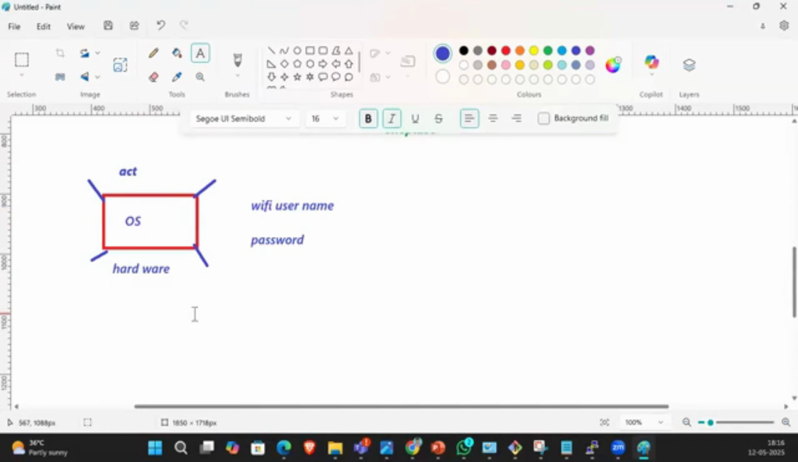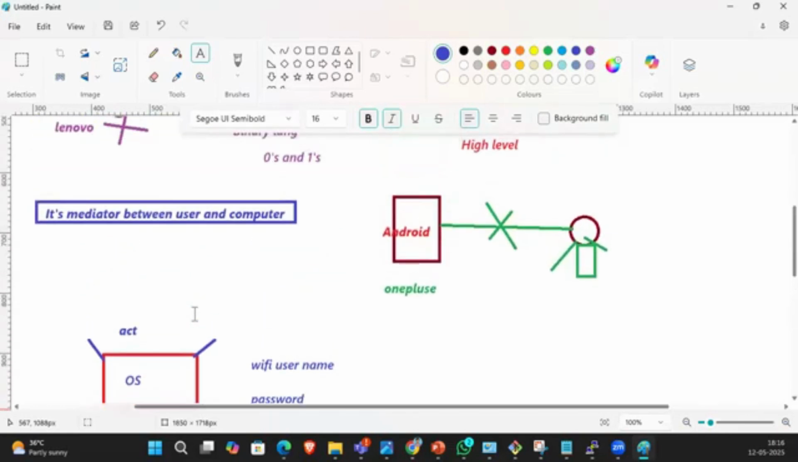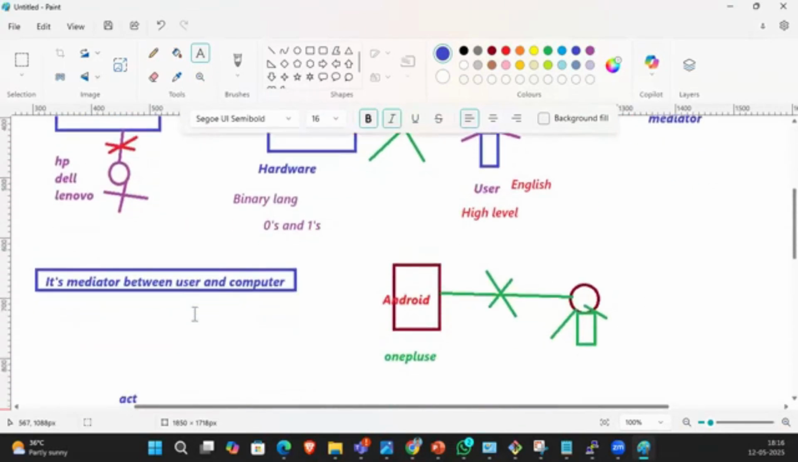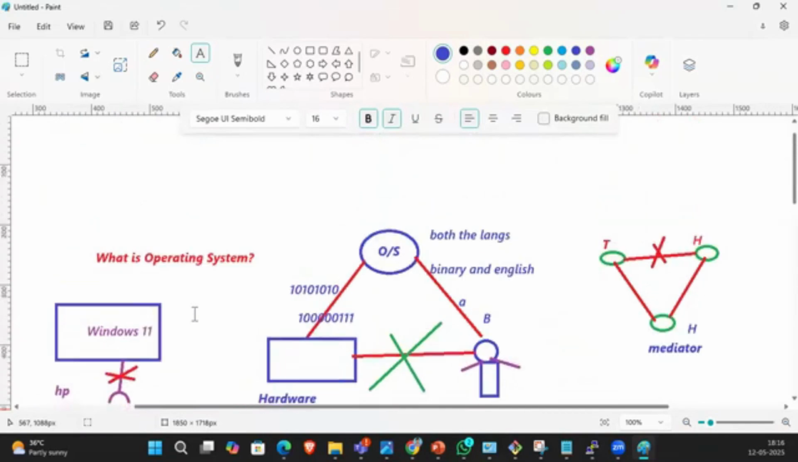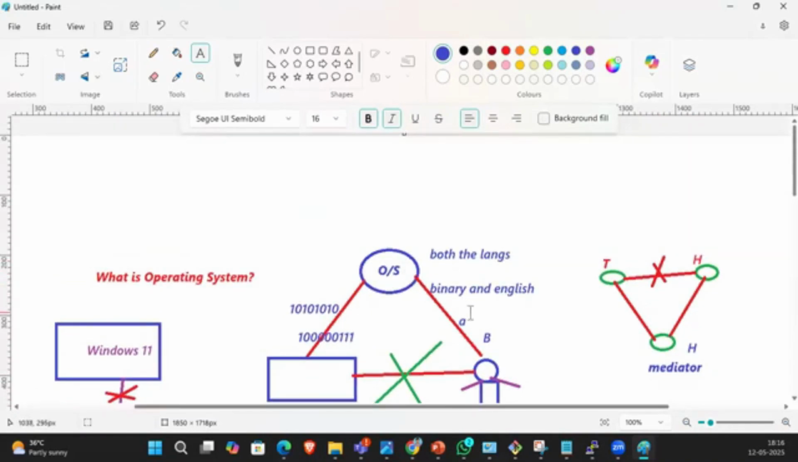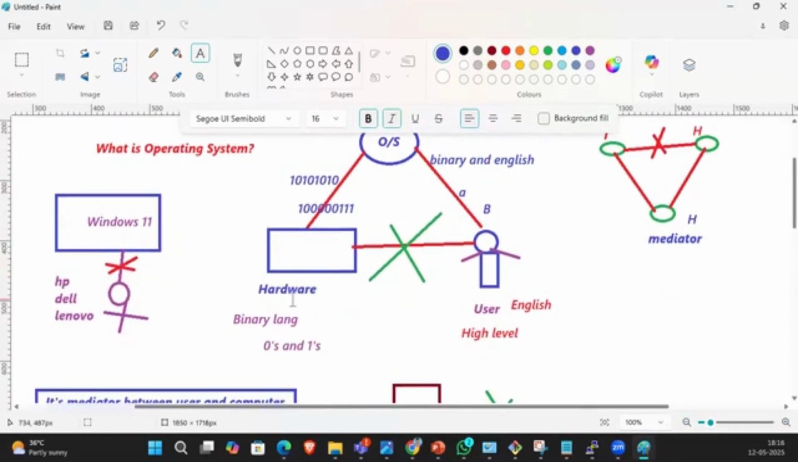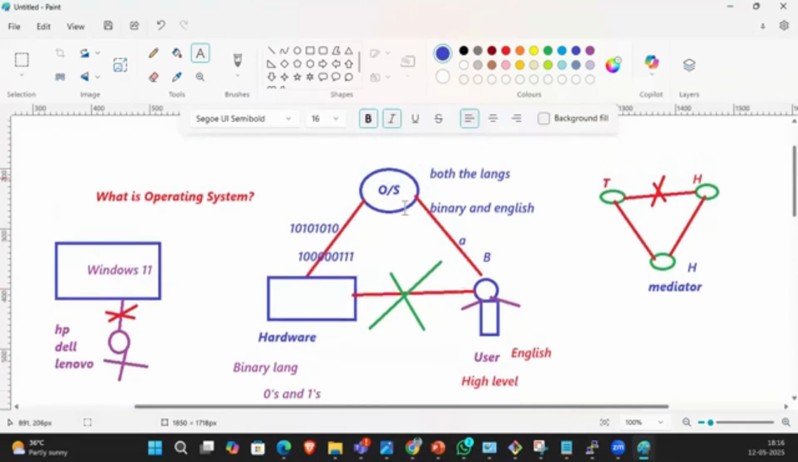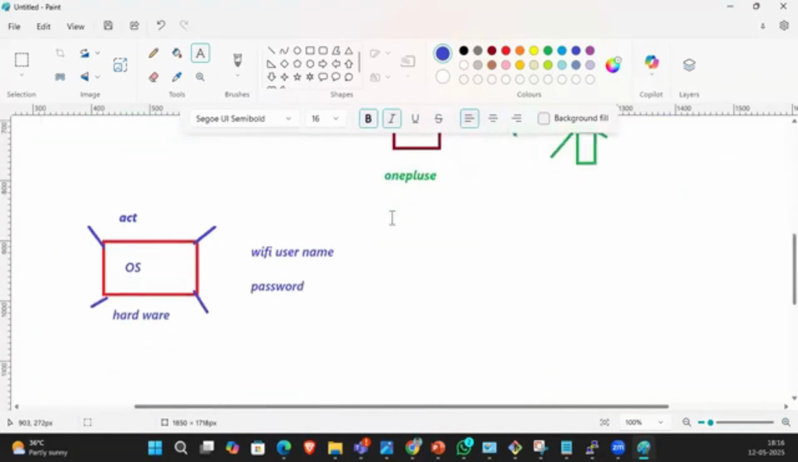From now onwards, remember: if you are interacting with any hardware, any video game, everything, definitely there will be an OS installed. Guys, understood? So what is OS? It's a mediator between user and computer. The OS knows both the languages, binary and English. Hardware knows only binary language, and the user knows only high level language, so we are unable to communicate with each other. That's the reason we need an OS.